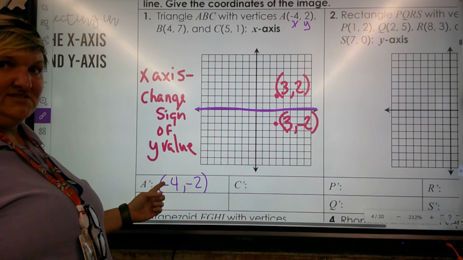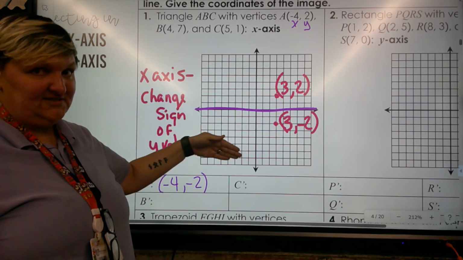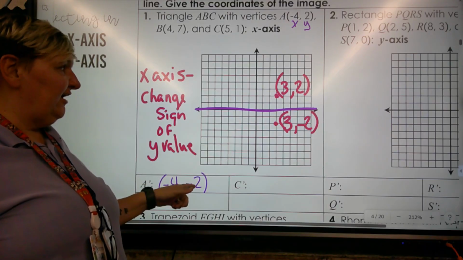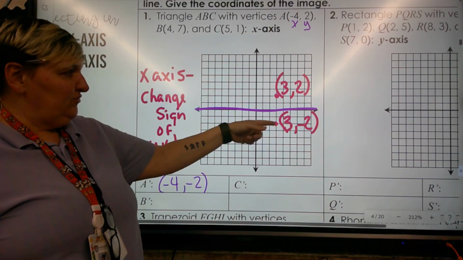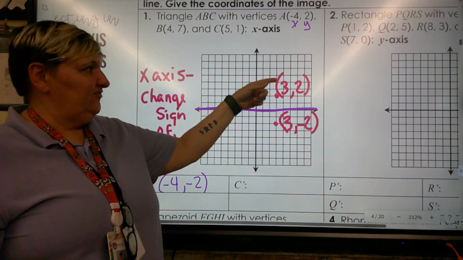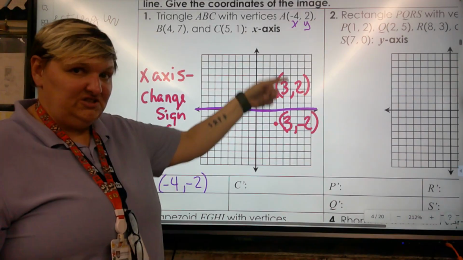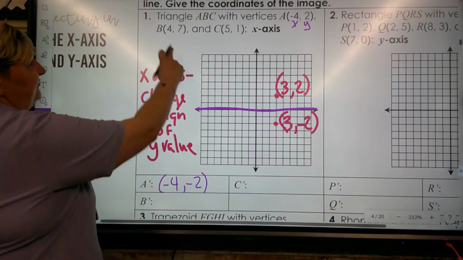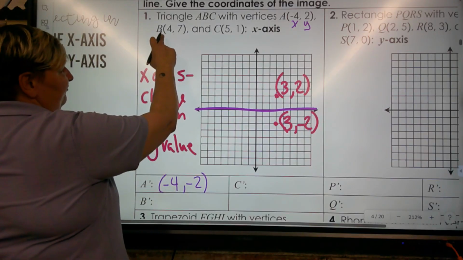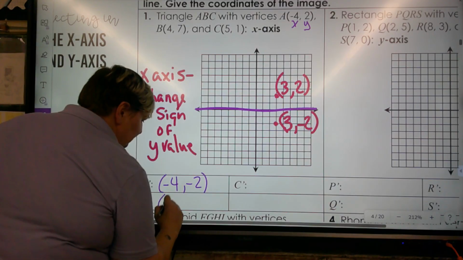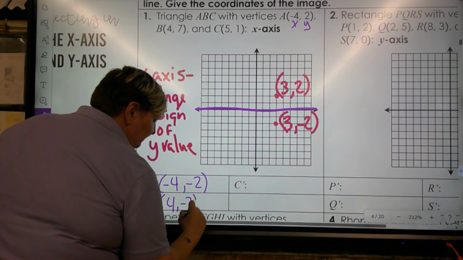X value stays the same because we're going over the x-axis. The y value switches signs. If it was negative, it becomes positive. If it was positive, it becomes a negative. It changes its sign, right? B, 4, 7, so it's going to become 4, -7. B prime is going to be 4, -7.